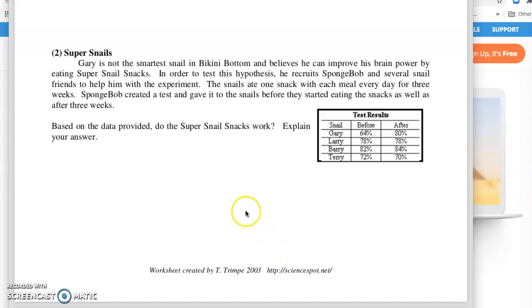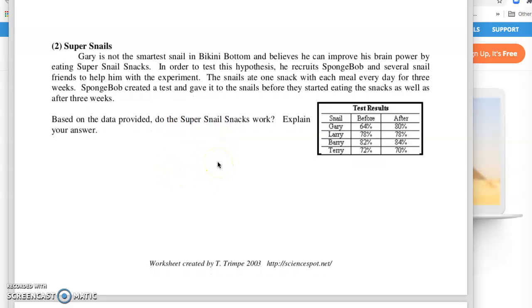some food or snacks to improve his brain power. And in the experiment, they had lots of different snails, Gary, Larry, Barry, and Terry, all taking the snacks, and they want you to look at the data and determine if the experiment is working.